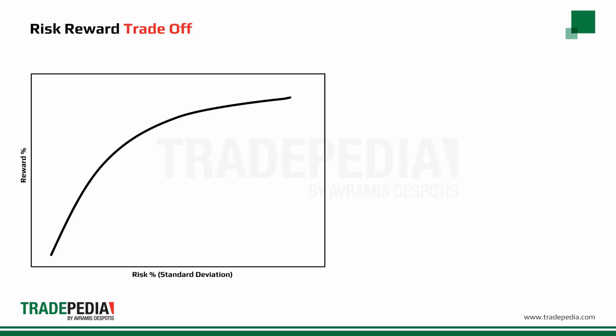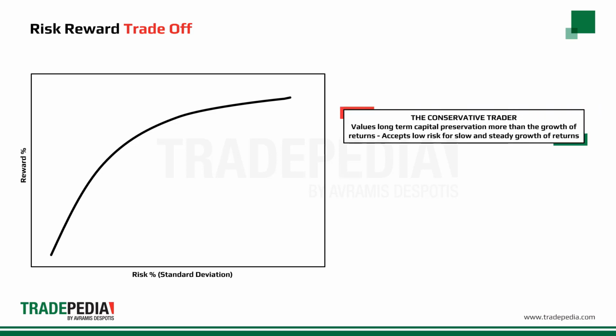For example, the young person who won't have to depend on his or her investments for income can afford to take greater risks in the quest for high returns. To understand this, we will show three broad groups of traders, but these could be subdivided into many more. The conservative trader values long-term capital preservation more than the growth of returns and accepts low risk for slow and steady growth of returns.